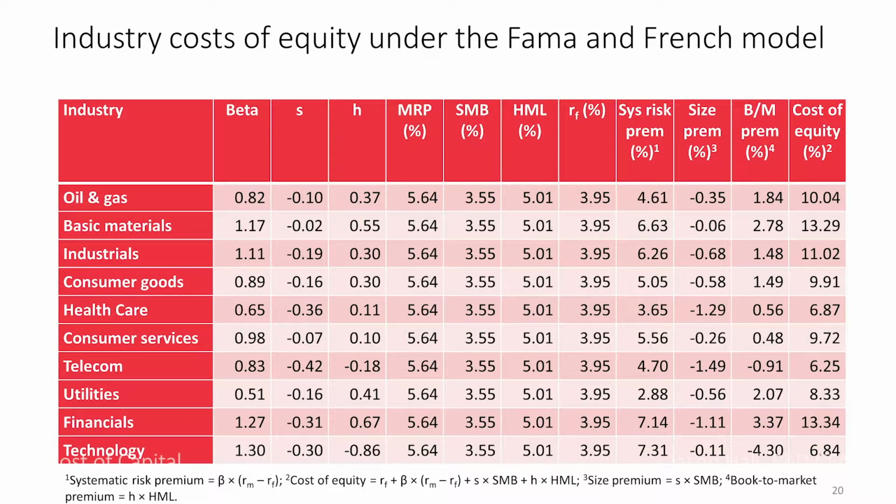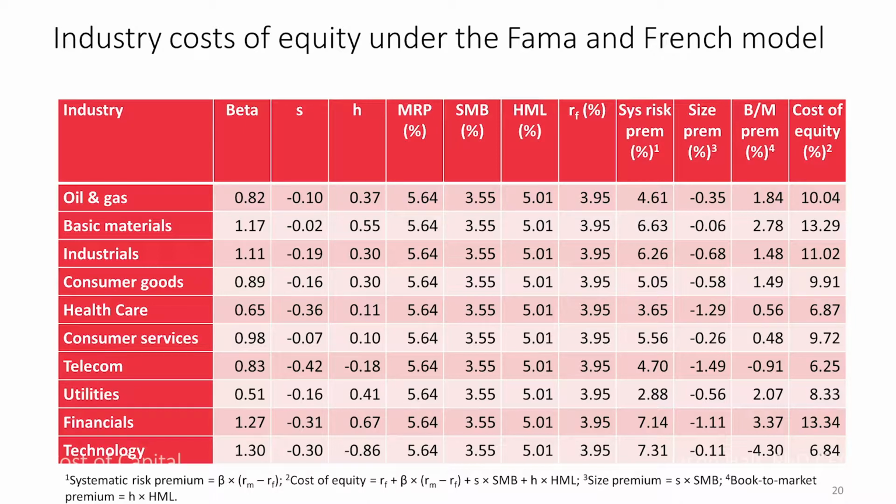Inserting numbers into that equation, we have stock return minus risk-free rate equals 0.37% plus 1.3 times market return minus risk-free rate plus 0.03 times SMB minus 0.86 times HML.